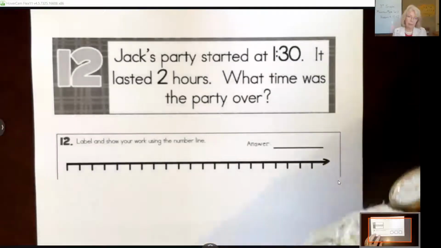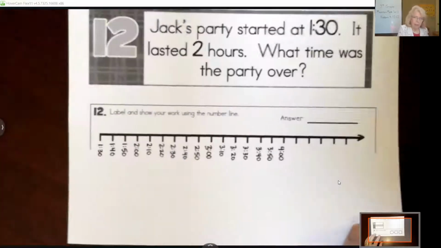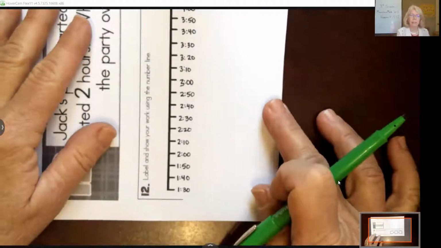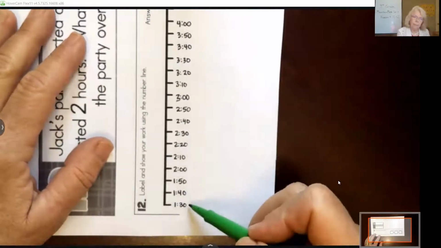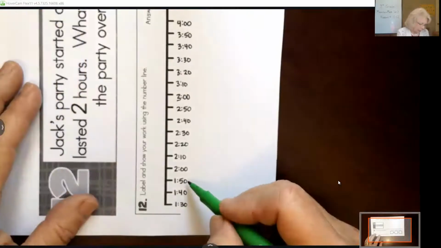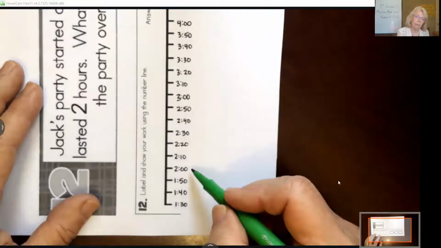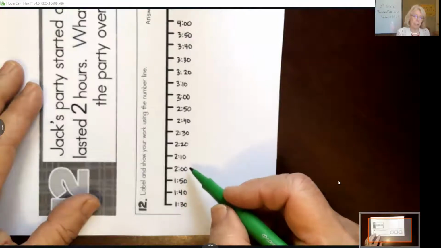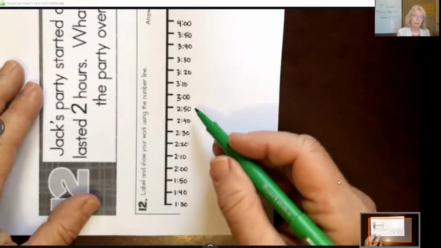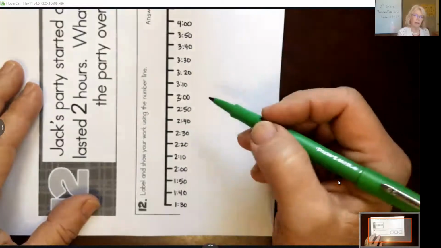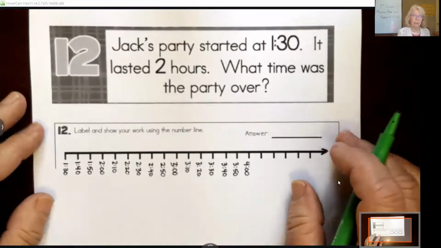So labeling the number line takes some time, so I do that off video. So here's my labeled number line. And if you want to see how it goes here, I start at 1:30, and I'm moving, each interval is 10 minutes. So the tricky part is knowing that after 1:50 it becomes 2 o'clock, because we never have 60 in the minute hand there. So then it's 2:10, 2:20, 30, 40, 50, and then it's 3 o'clock, and then 10, 20, 30, 40, 50, and then 4 o'clock.